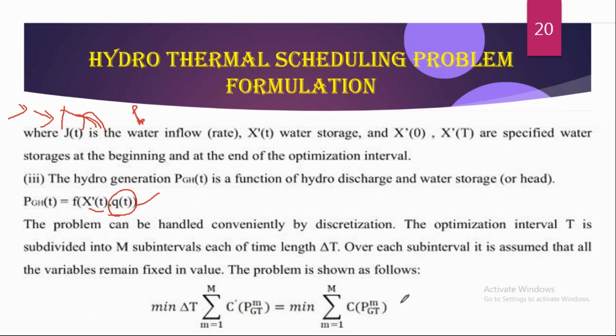And so after finding this, we have to update those values based on the different intervals. Our interval is denoted by delta t. Okay. So these three equations we are using for mathematical modelling of hydrothermal scheduling.